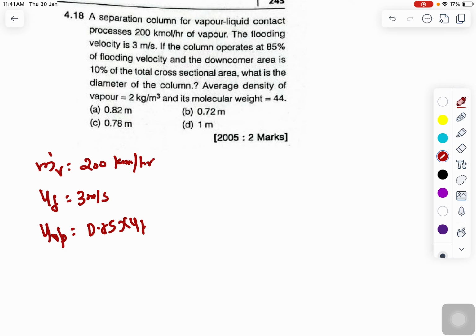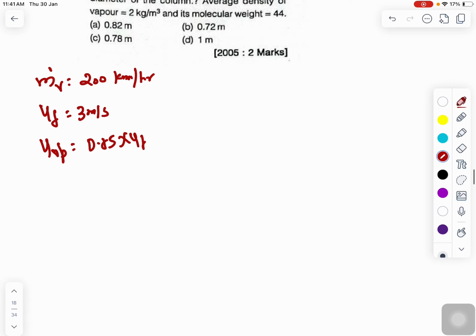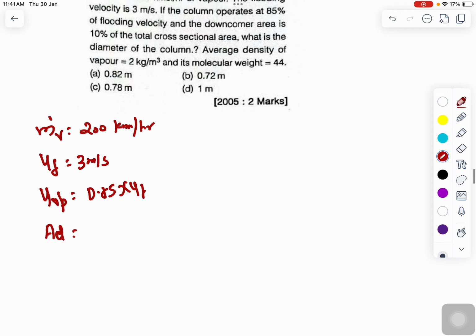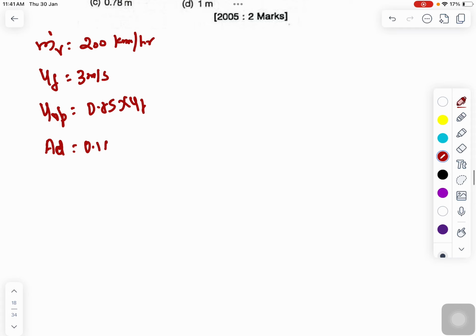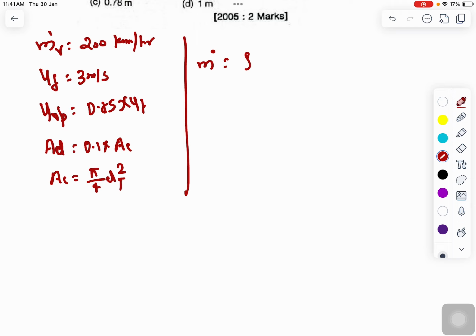Next, the downcomer area is 10% of the total cross sectional area. So if I am assuming a downcomer, that is equal to 0.1 multiplied with the cross section. And what is the cross section? That is equal to pi by 4 times the diameter of the tower squared. So if I want to write the mass flow rate, I can write density multiplied with the area of cross section into the velocity, U operating velocity, right?